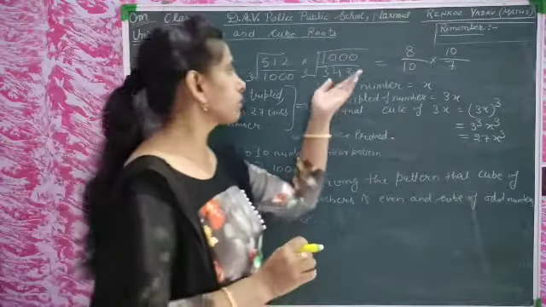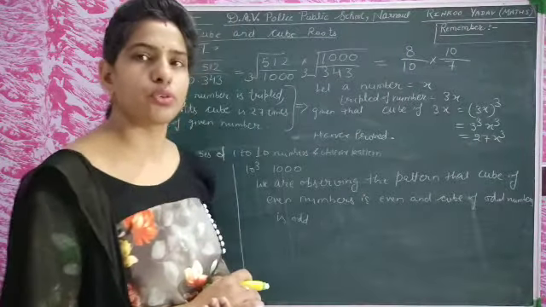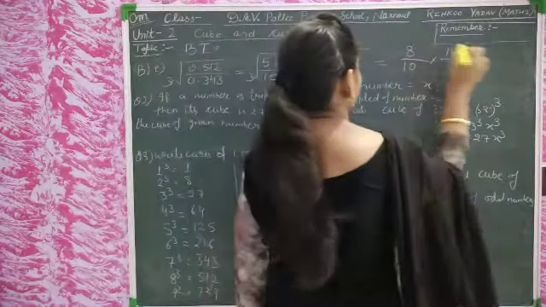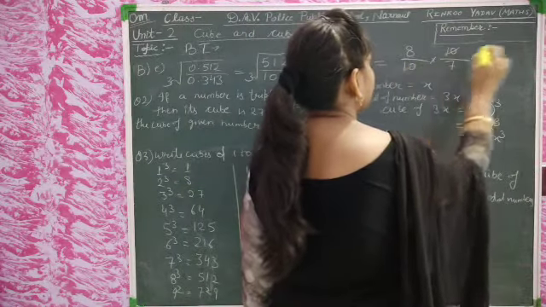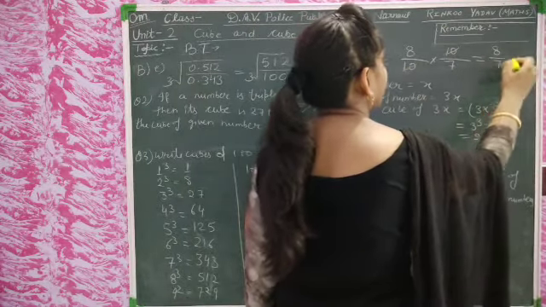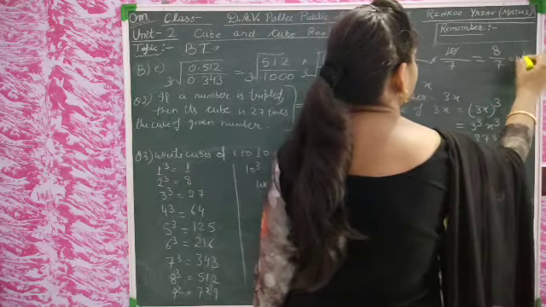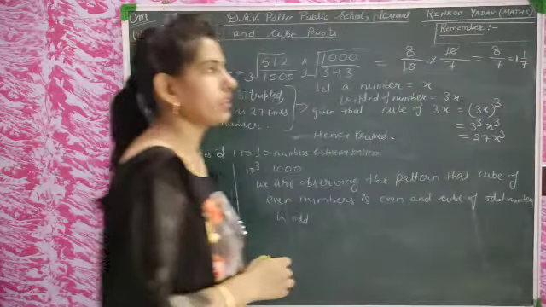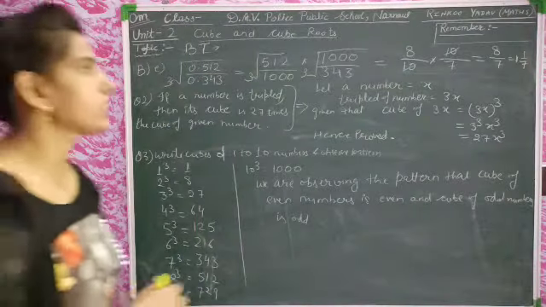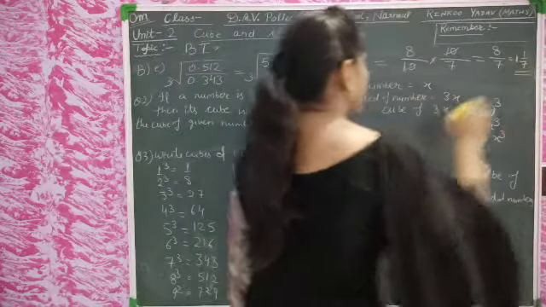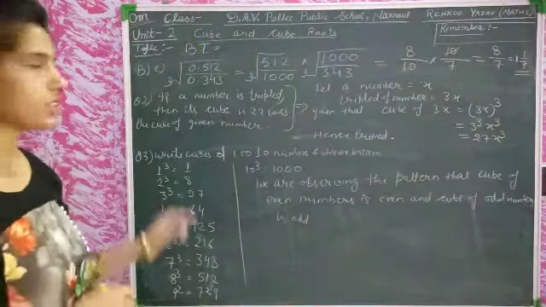We have to learn some cube roots, up to 15 to 20 numbers. So students, you are seeing there the 10 and 10 cancel, and 8 divided by 7 equals 1 and 1 by 7. Okay students, this is the answer here. Now we will go to the next question.